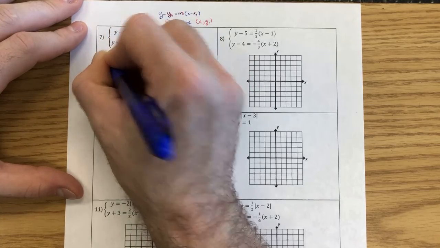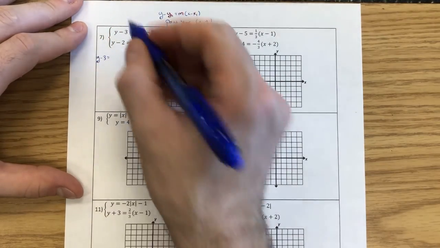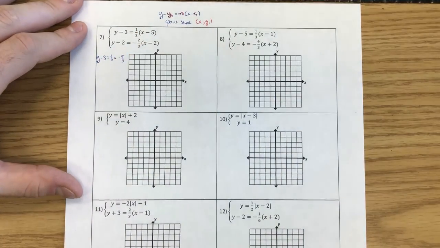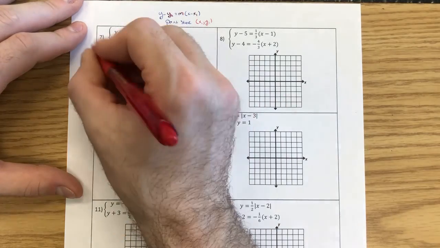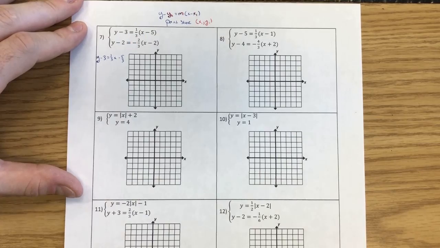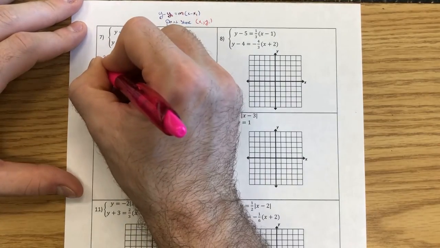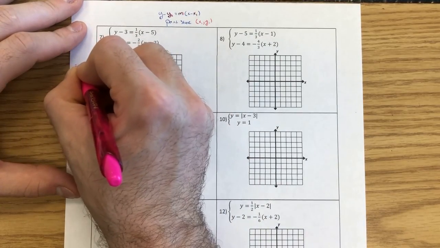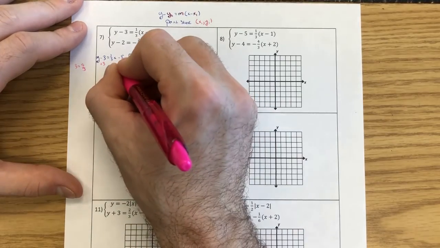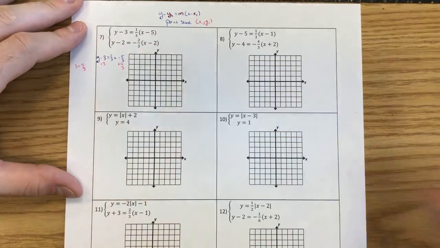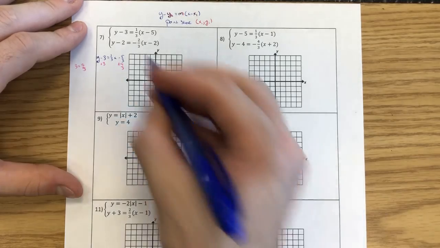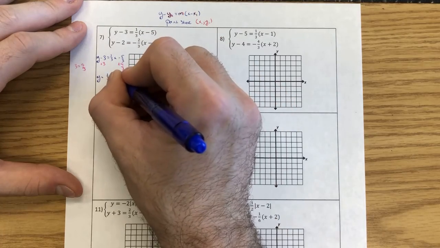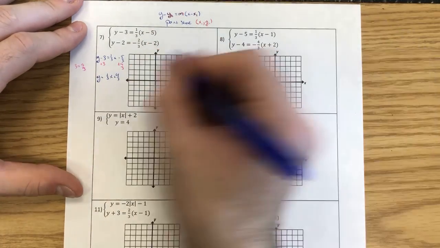So y minus 3, I'm going to go ahead and distribute my 1/3. So I get 1/3 x minus 5/3. I'm going to do this in pink, and I'm going to add 3. But I need it to be in thirds. So 3 I know is equal to 9/3. So I'm going to add 9/3 over there, which is going to give me y equals 1/3 x. 9 minus 5 is 4/3. So there's my graph.